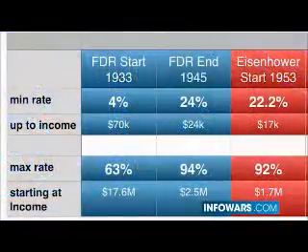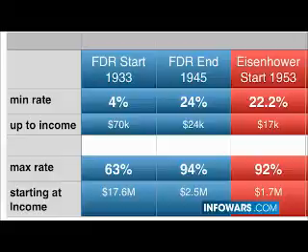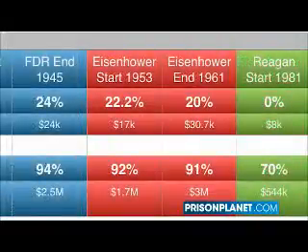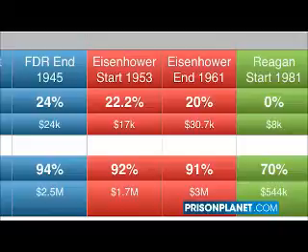When FDR started in 1933, the maximum rate was 63%, and you had to have an income of $17.5 million to get 63%. But at the end in 1945, FDR had raised the rates to 94%, and he had lowered it to $2.5 million. Still pretty high income rate. That essentially stayed with Eisenhower. It was 92% when he began and 91% when it ended. And again, they raised that bracket a little bit from 1.7 million to 3 million.